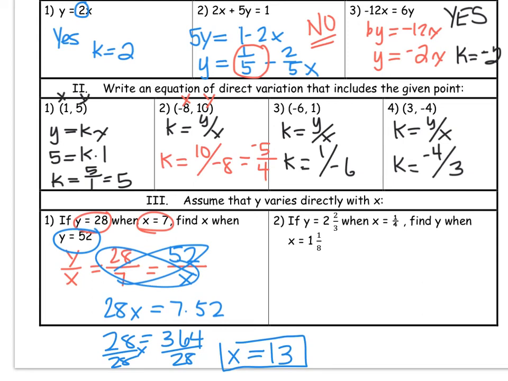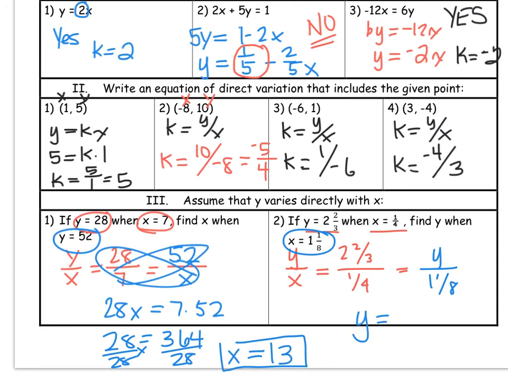So we'll go ahead and do the same thing for number 2. If you want to pause the video and then check your answer, you can go ahead. So y over x, y is 2 2/3, x is 1/4. This time they're giving us x, so that's on the bottom of my proportion, that's 1/8, and we have to solve for y. And when we do that, we get y equals 12. So 2 2/3 over 1/4 is the same as 12 over 1 1/8. 28 over 7 is the same as 52 over 13.